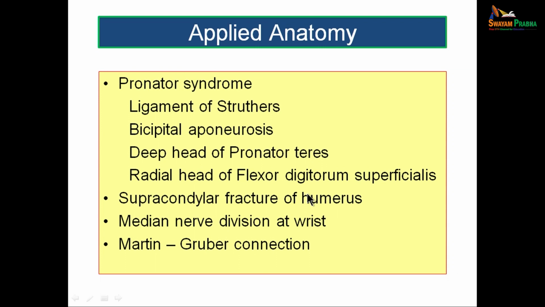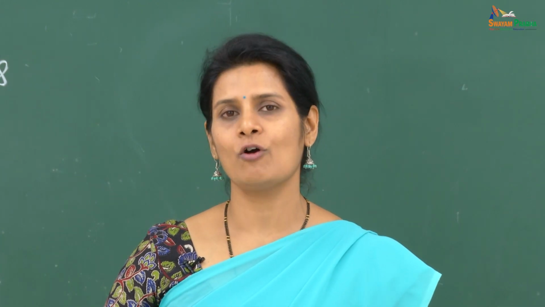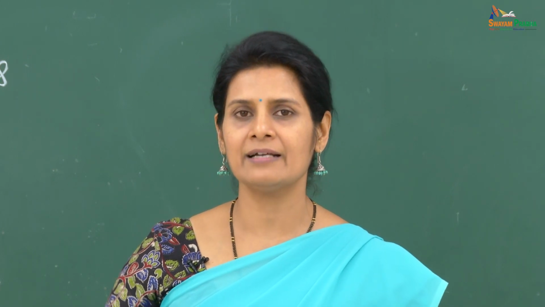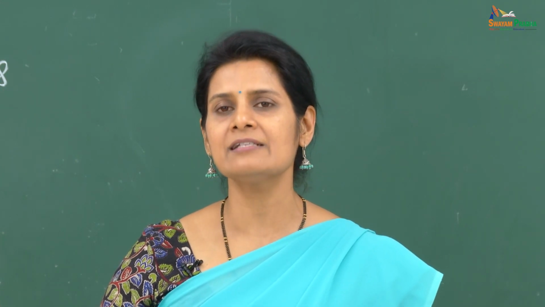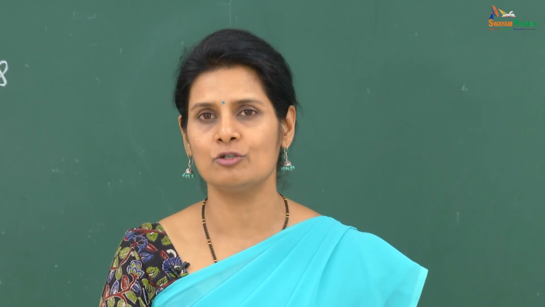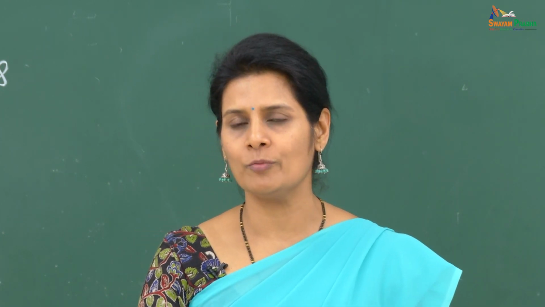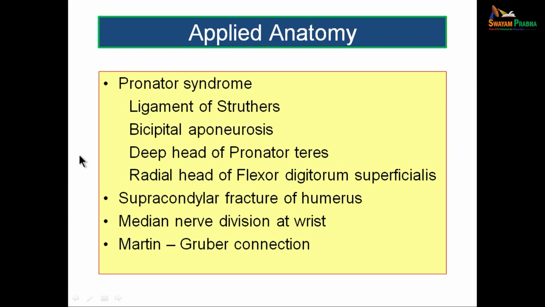Let us look at the applied anatomy of the median nerve. Pronator syndrome is a syndrome which causes pain to the patient when he does pronation. When we look at the hand, if the palm is facing upwards, that is supination, and when you rotate it downwards so that the palm faces down, this is called pronation. So this is supination and this is pronation. If a patient tries to pronate the hand, it is going to increase the pain. This is called pronator syndrome. The cause of pronator syndrome is entrapment neuropathy of the median nerve.